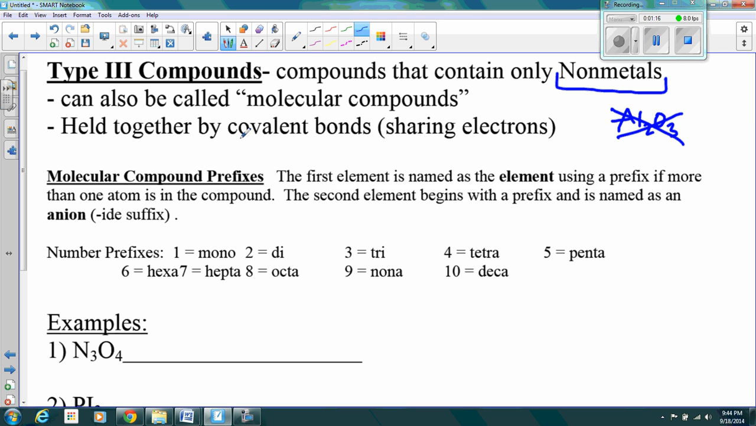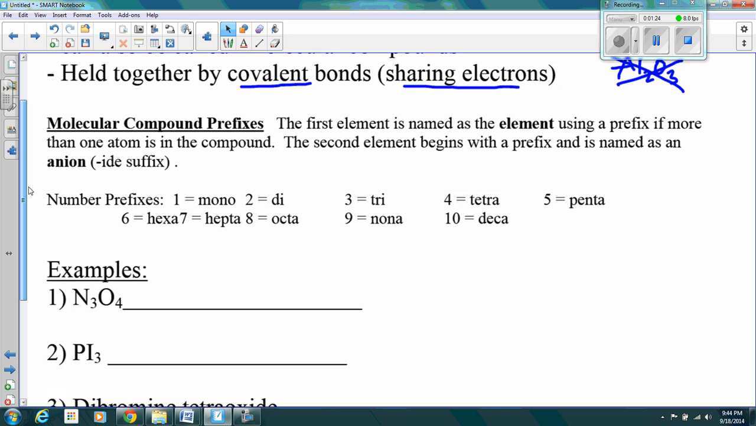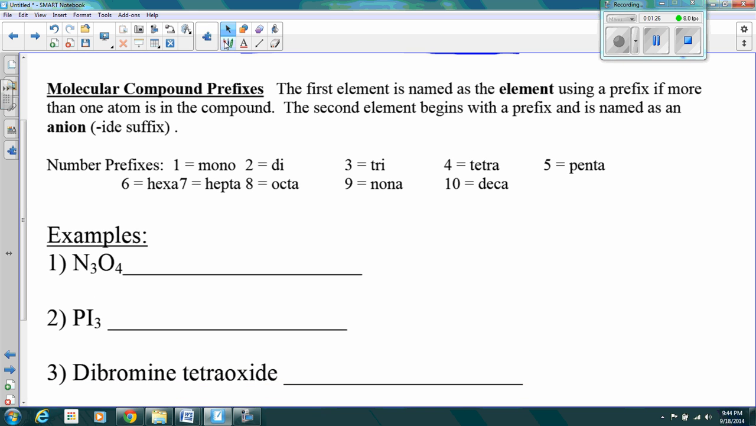It is held together by covalent bonds, and they share electrons. So you're going to hear me say, well, this is when we talk about the prefixes. We need to use the prefixes for molecular compounds. Now, you also have this on your gold sheet somewhere where it talks about the prefixes that you have. They're very similar to the ones that you use in math. Maybe the first one is a little bit different. Other than that, they're pretty much the same.